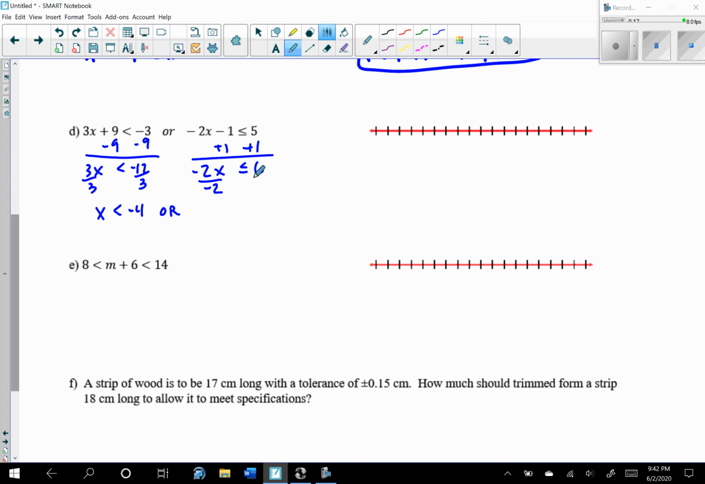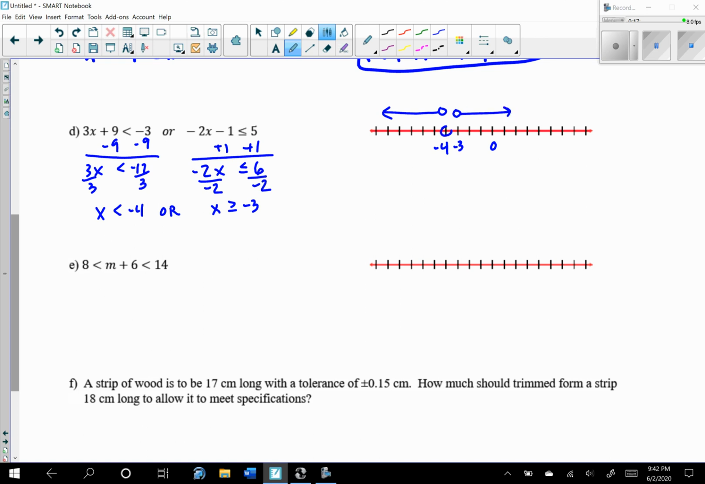Divide by negative 2. Now we're dividing both sides of the inequality by a negative number. So now we go ahead and flip the inequality symbol. So we have x is less than negative 4 or x is greater than negative 3. So here's negative 4 and here's negative 3. 0 would be here. So we have values of x less than negative 4 and greater than negative 3.